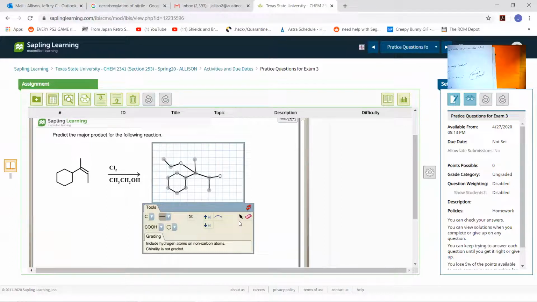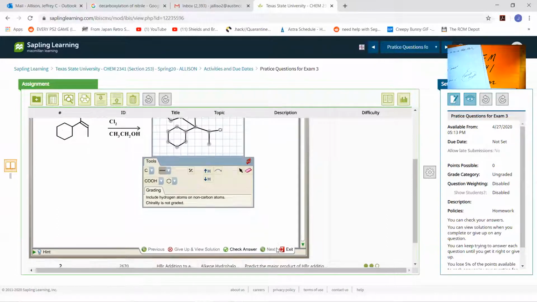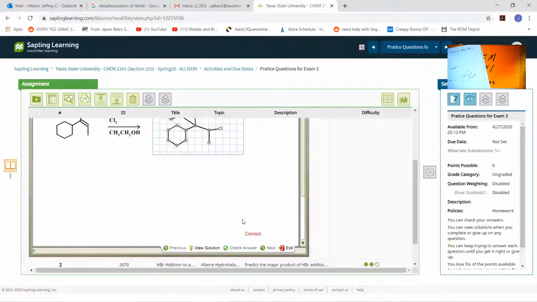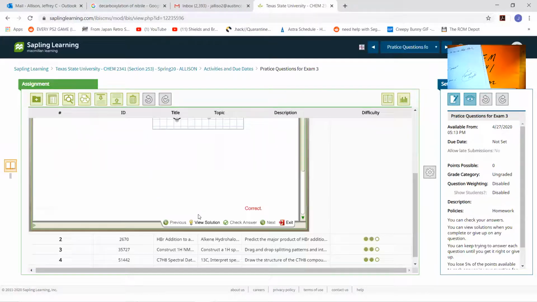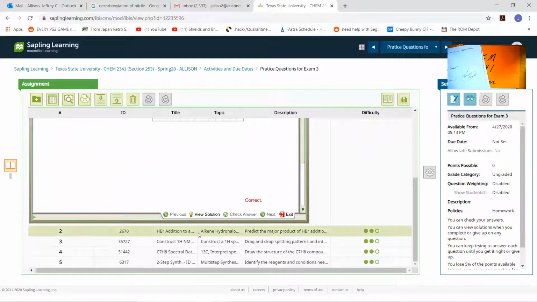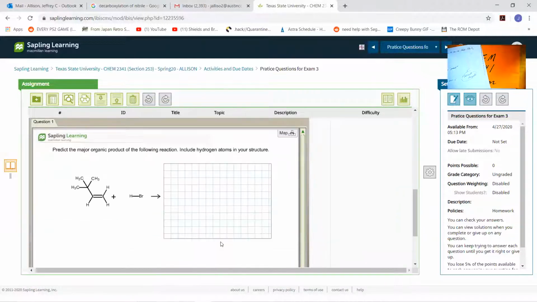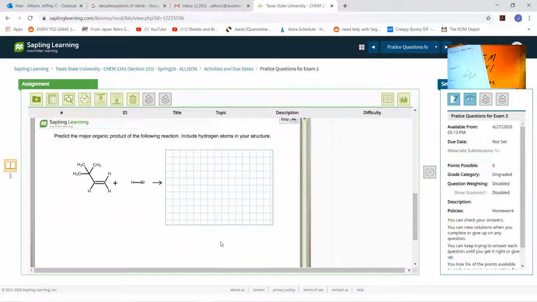Okay, so I think we've got all the components here for this species. So now I'm going to check, make sure I have it right. Okay, so I did.